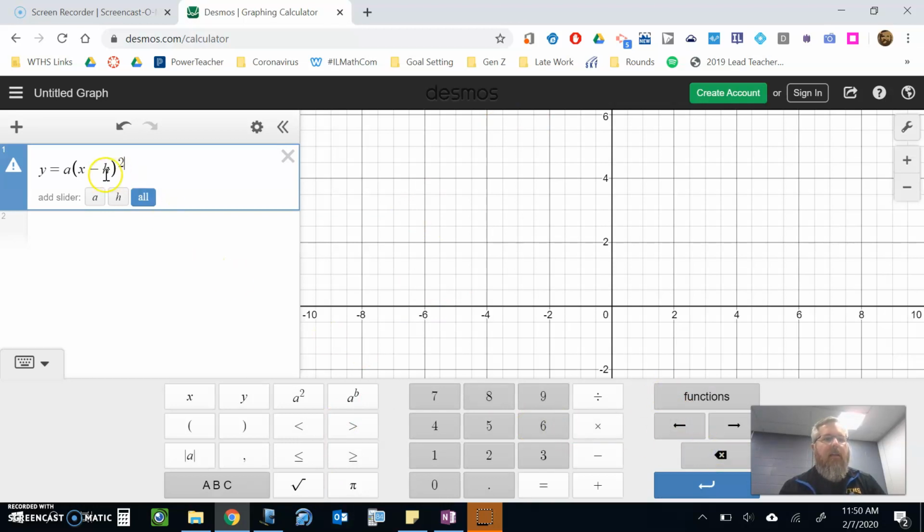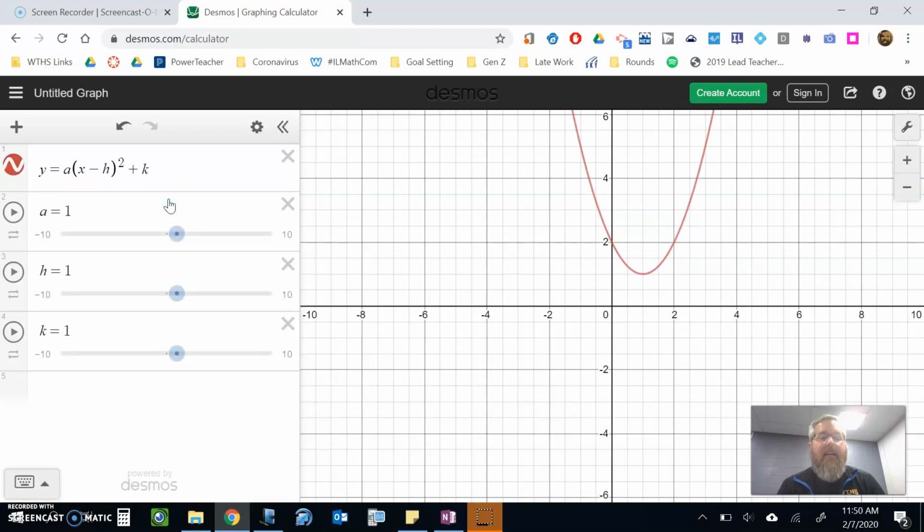Delete it, back up. A to the second power, just to have 1, and then do plus k. So we're putting in all letters. The only number here we got is the squared thing. So here's what's up. We're also going to add sliders. So I want you to press all, and you're going to add the sliders.